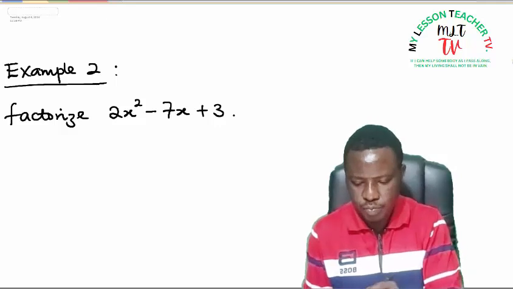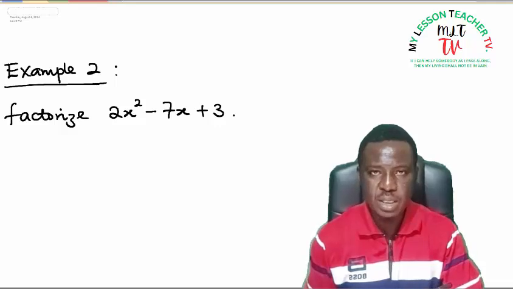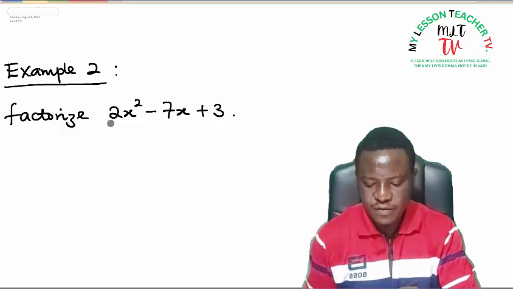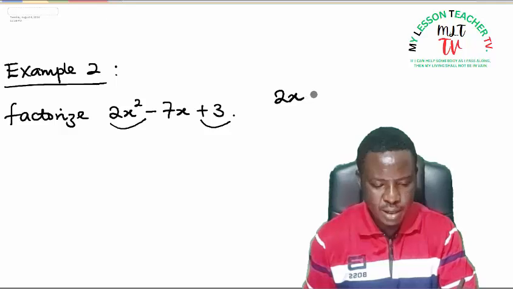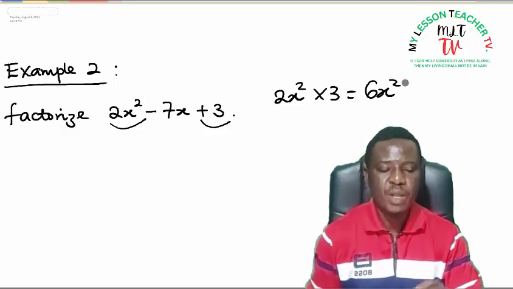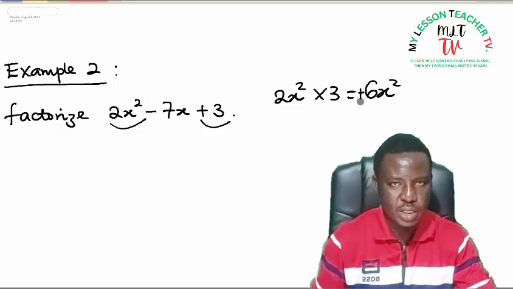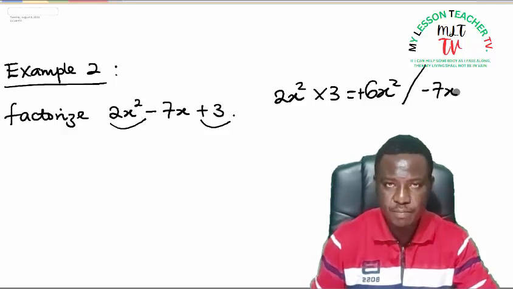So this will still follow the same rules, which says get two terms that when you multiply them together, it gives you the product of the first term and the last term. The first term being 2x squared and the last term being plus 3. When you multiply them together, 2x squared times 3 gives you 6x squared. So we shall look for two terms that when we multiply them together, it gives us positive 6x squared. And when you add them together, it should give you minus 7x, which is the middle term.